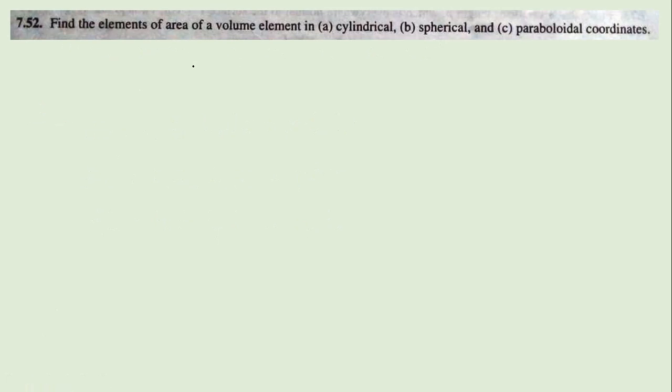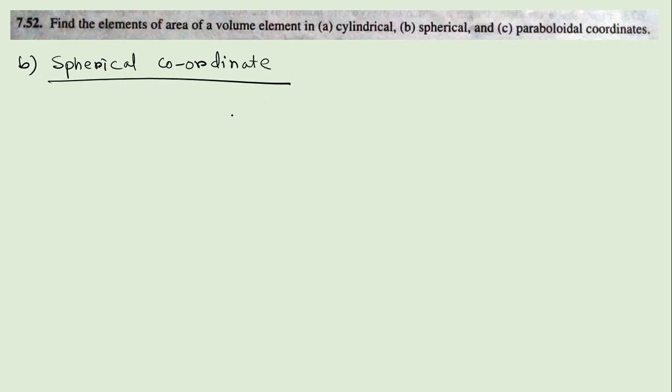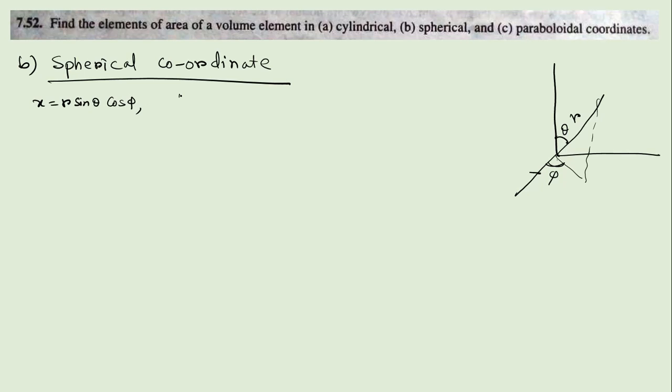Next was the spherical coordinate system. In the spherical coordinate system, this was r, this angle will be theta, and the projection in the xy plane, this angle will be phi. So x will be r sin theta cos phi, y is equal to r sin theta sin phi, and z will be r cos theta.